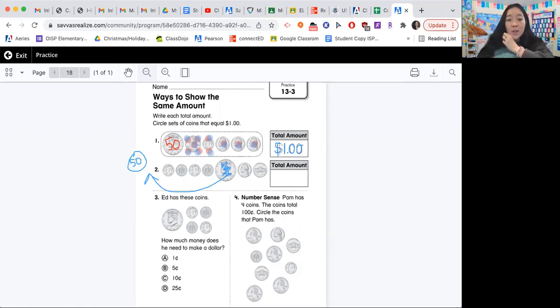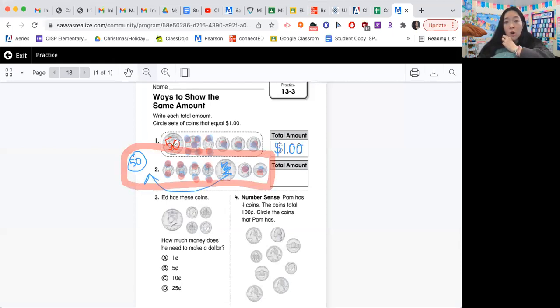You already told me that touch math for a dime is 2 because it's worth 10 cents. So it needs 2 dots because each dot is worth 5. And a nickel is worth 5 cents, so you just need 1 dot. All right, let's do that. 50, 55, 60, 65, 70, 75, 80, 85, 90, 95, 100. So this also is worth $1.